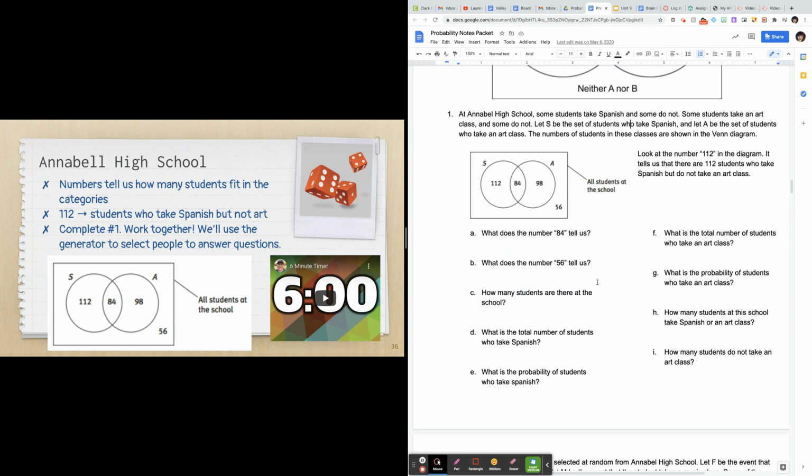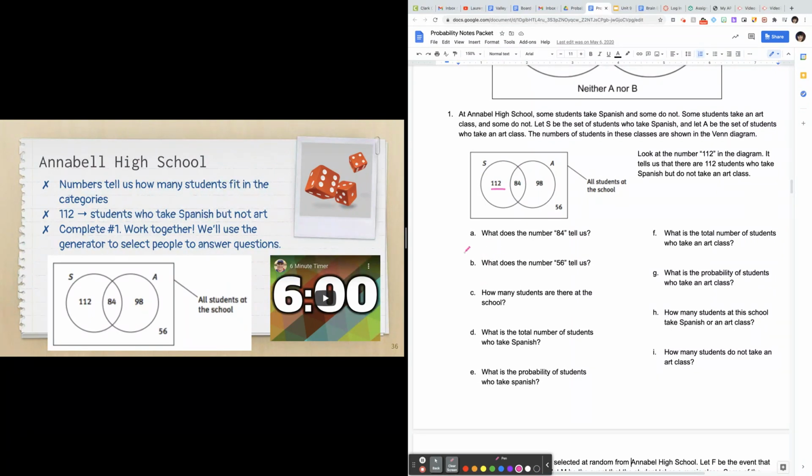Okay, so here's this first example. So we have at Annabelle High School, some students are taking Spanish and some don't. Some students take an art class and others don't. Okay, so we're saying S is the students who take Spanish. Okay, so that's what S stands for, right? It stands for Spanish. And then A stands for students who take art. Okay, and then we have this lovely Venn diagram of numbers. Okay, so it says here, look at the number 112 in the diagram, which is right here. So 112 is the students who are in Spanish but are not also in art, okay?